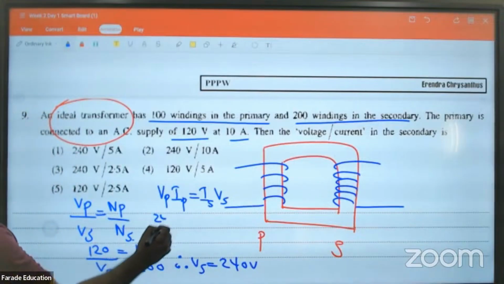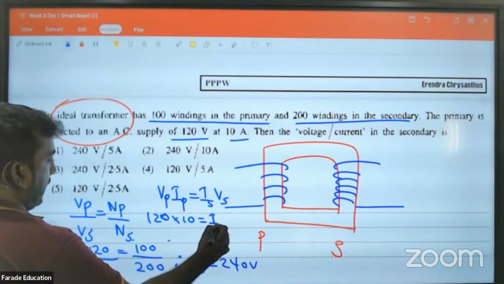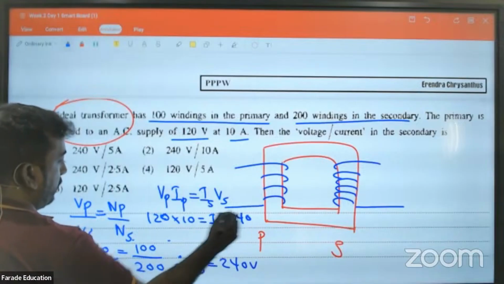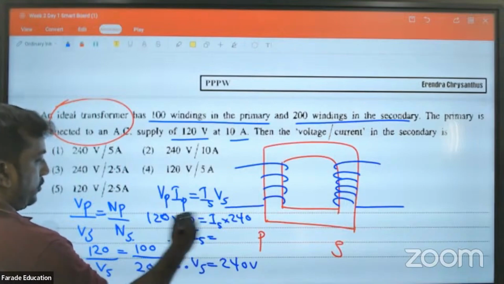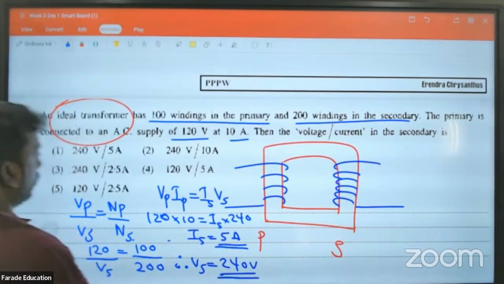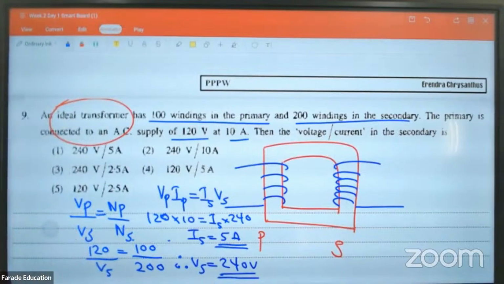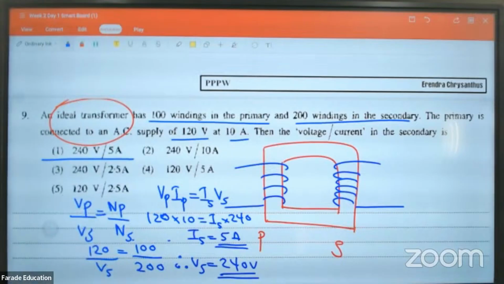Now Vp is 120 volts, 10 amperes, Is we don't know, and Vs is 240 volts. So Is is equal to 5 ampere. 5 ampere, 240 volts. The correct answer is answer number 1.